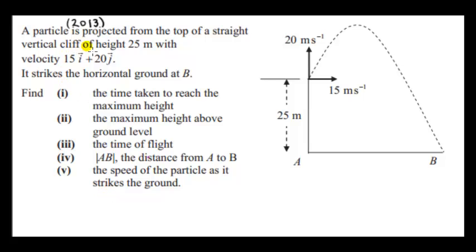A particle is projected from the top of a straight vertical cliff of height 25 meters with velocity 15i plus 20j. So shown are the horizontal and vertical components of the velocity. So we want to just draw this in. We sum these components by completing a parallelogram. Well, it's going to be a rectangle in this case because the components are at right angles to each other, of course. We can draw in the velocity vector. It's tangential to the trajectory. The velocity at each point of the trajectory is tangential. It's a tangent to it.